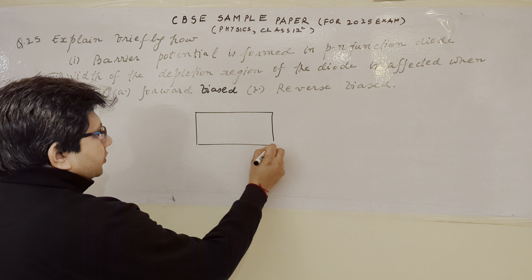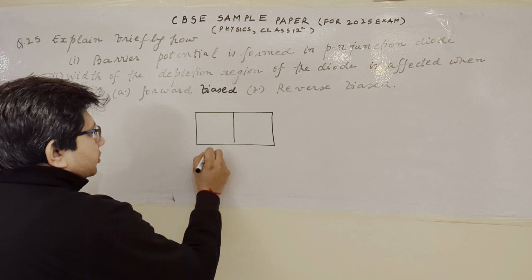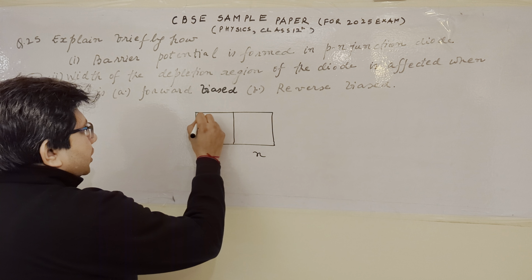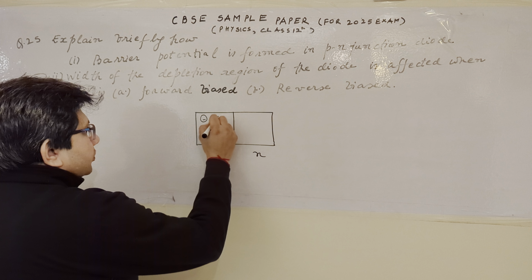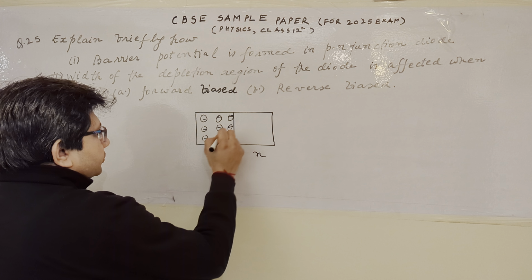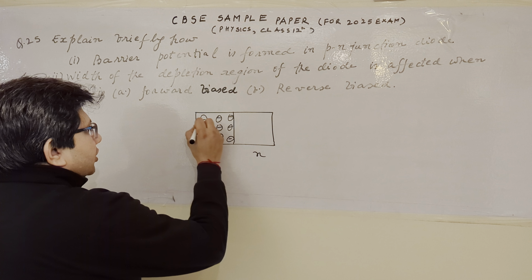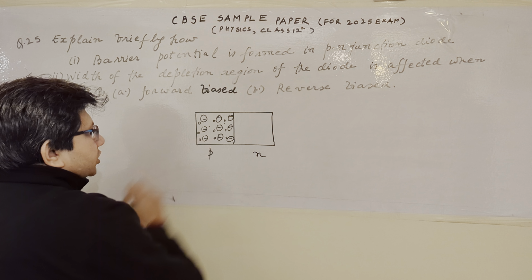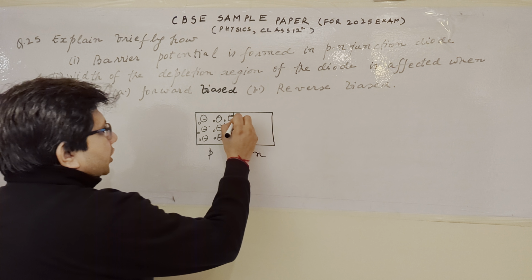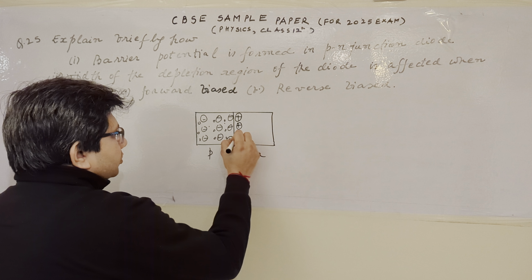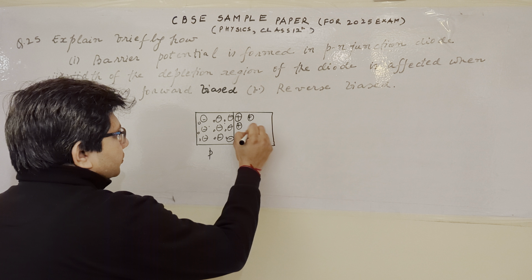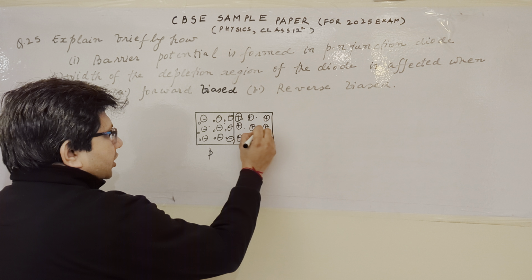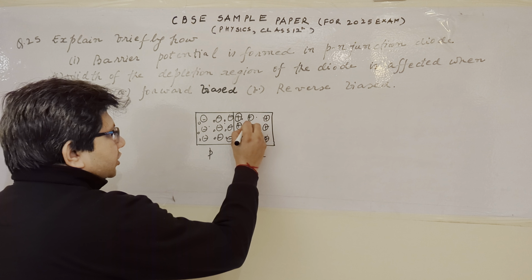So for that, first you have to draw this particular diagram showing the p-type semiconductor and n-type semiconductor. In the p-type semiconductor, there are negative ions. There are majority charge carriers as holes and minority charge carriers as electrons. For the n-type semiconductor, there are positive ions. There are majority charge carriers as electrons and minority charge carriers as holes.